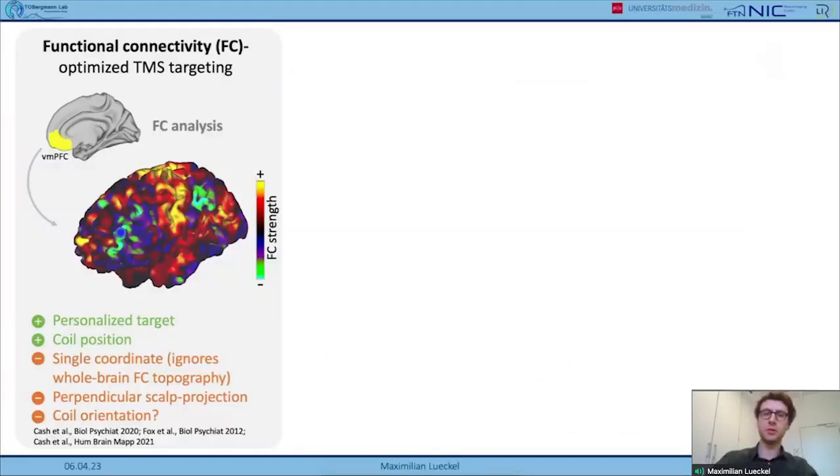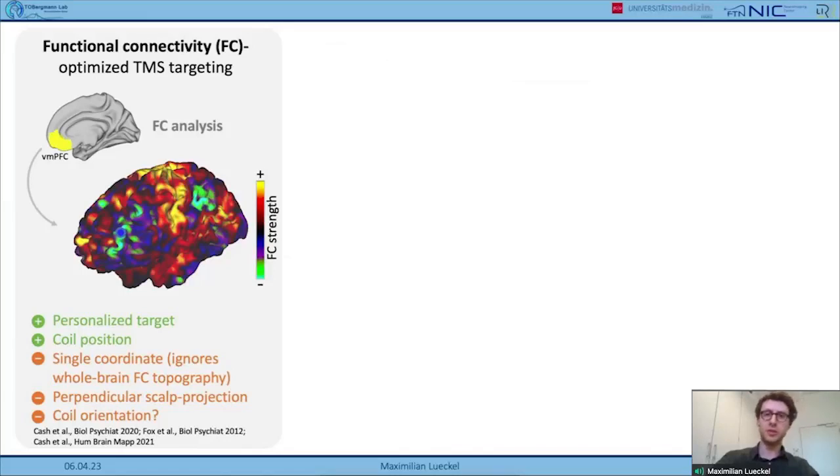To start with, let's first look again briefly at functional connectivity optimized TMS targeting, where the idea is, in contrast to the more commonly used heuristics for coil positioning, to personalize the TMS target and the coil position by identifying and then stimulating the subject-specific spot in, for example, the left DLPFC, whose resting state activity is most strongly correlated or anti-correlated with activity in a deeper region that we would like to indirectly modulate, for example, the subgenual cortex, or in the case of our study, the ventromedial prefrontal cortex, the VMPFC.